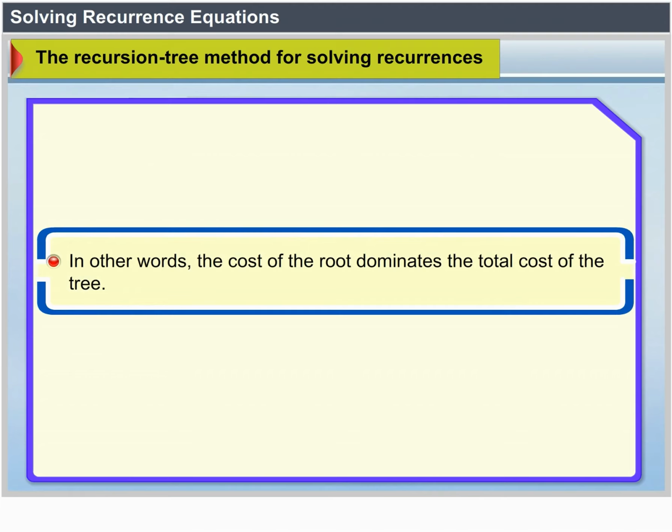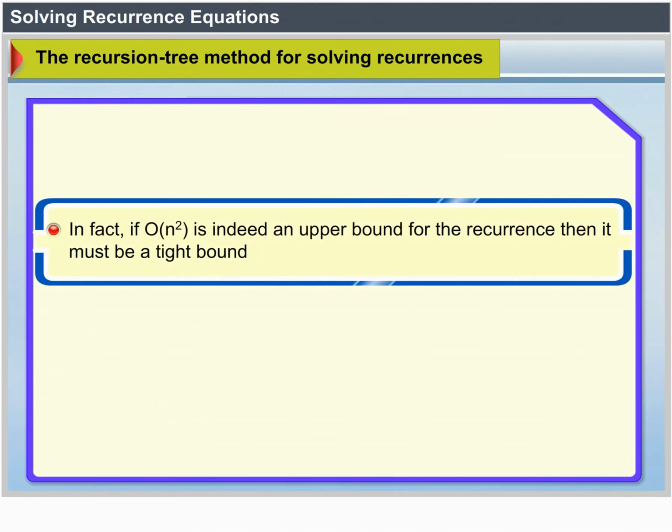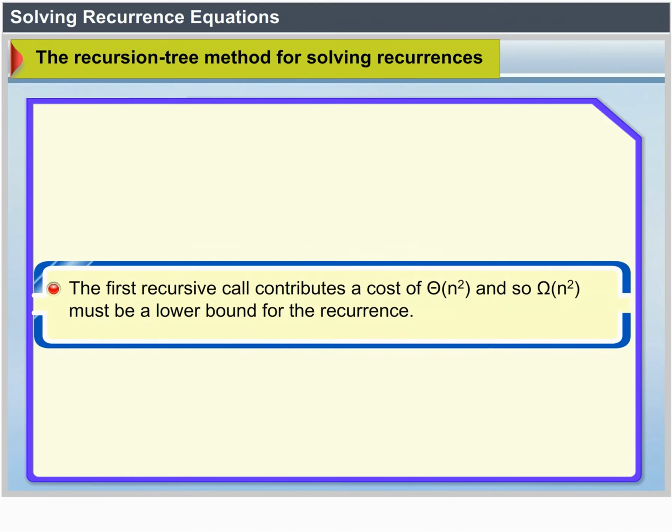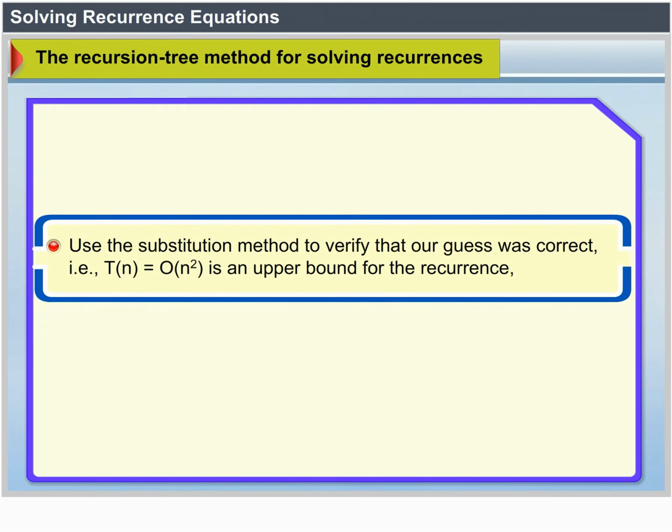In fact, if O(n²) is indeed an upper bound for the recurrence, then it must be a tight bound. The first recursive call contributes a cost of Θ(n²), and so Ω(n²) must be a lower bound for the recurrence. Use the substitution method to verify that our guess was correct. That is, T(n) = O(n²) is an upper bound for the recurrence.